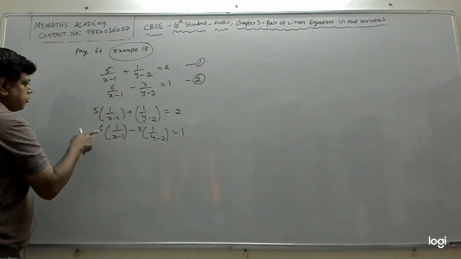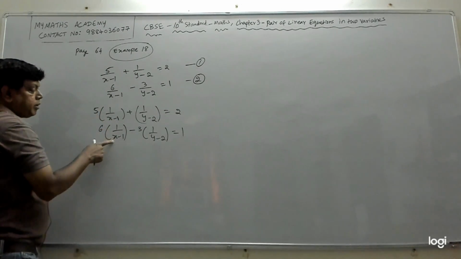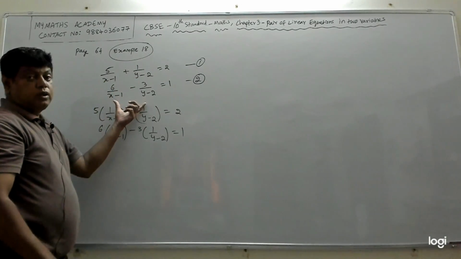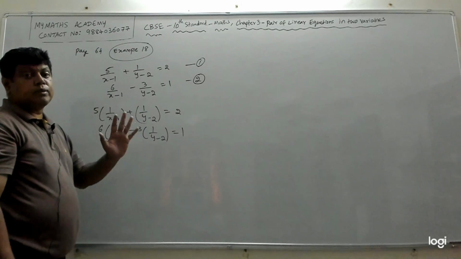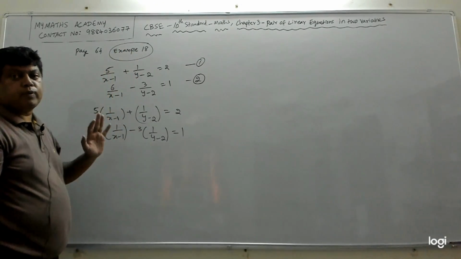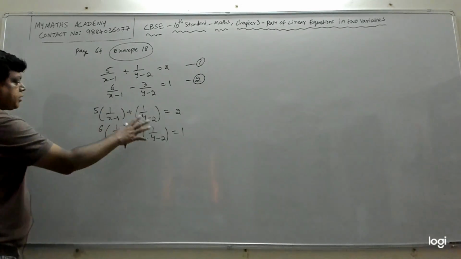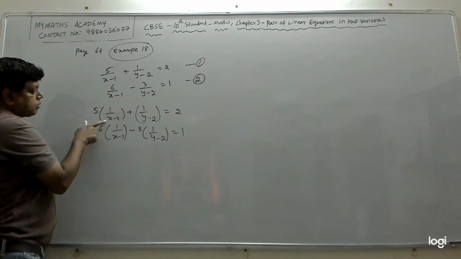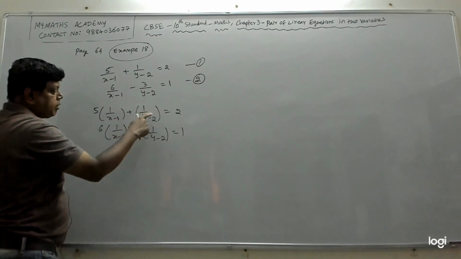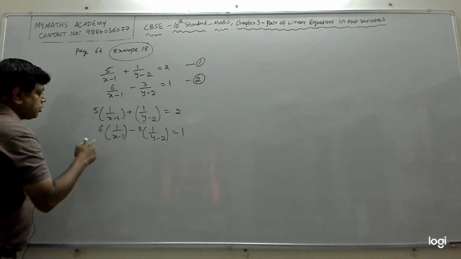Now if you observe, here also 1 by x minus 1, here also 1 by x minus 1. Again, the moment the variables come in the denominator, you need to make some substitution to convert the given set of equations into a pair of linear equations in two variables. Now what substitution can we make? Here also 1 by x minus 1, here also 1 by x minus 1, these two should be the same. Here also 1 by y minus 2, 1 by y minus 2.